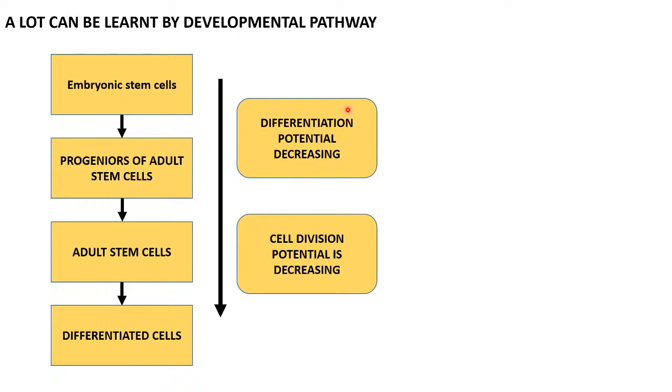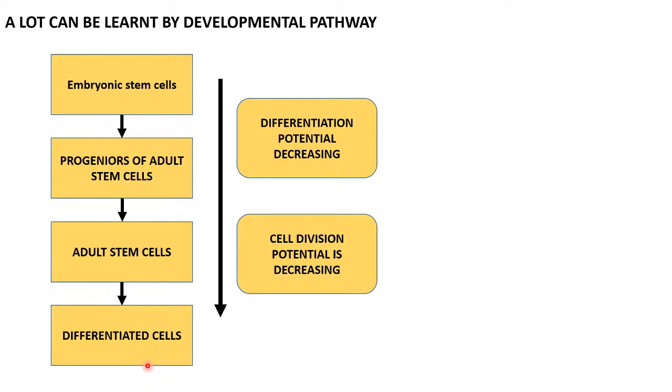First is their differentiation potential decreasing. Means the embryonic stem cell can make all types of cells of our body. Progenitors of the adult stem cells can make some of the cells. Then adult stem cells can make only one or two types of cells, and differentiated cells cannot differentiate further. Similarly, cell division potential is also decreasing. So you can say the fully differentiated cells like keratinocytes, they cannot divide.